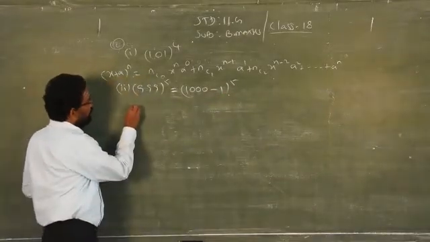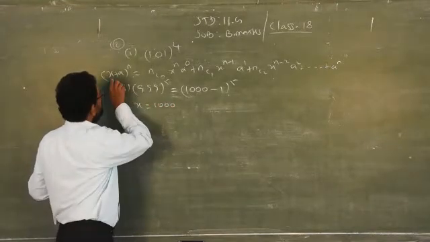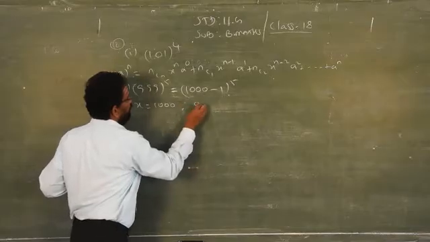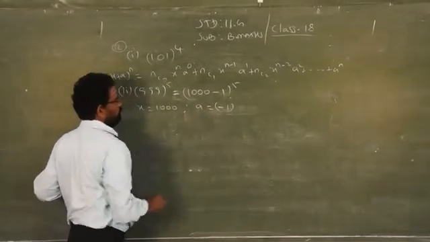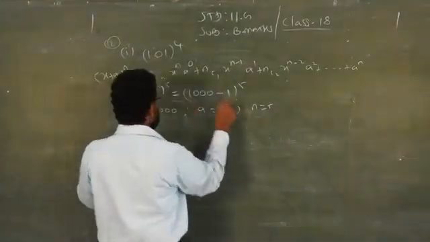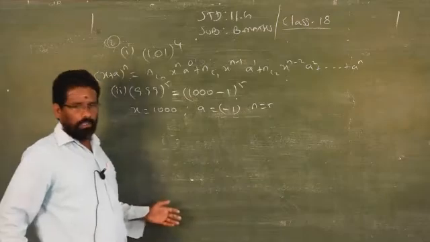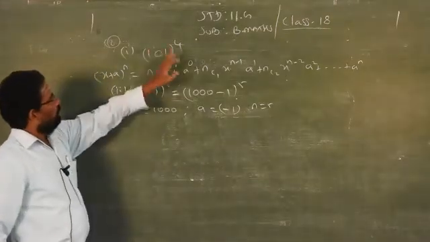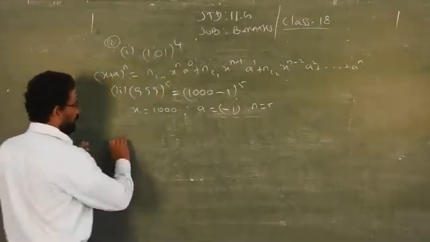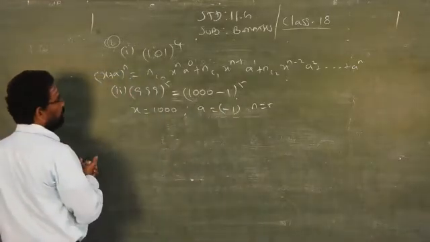Then you have to compare: x is equal to 1000 and a is minus 1, because x is replaced by 1000. So be careful when you replace in this formula, and start to work out the problems. Clear? So, I just substitute all these values in the formula and the remaining part you have to do yourself.